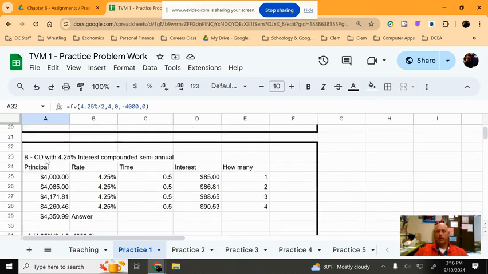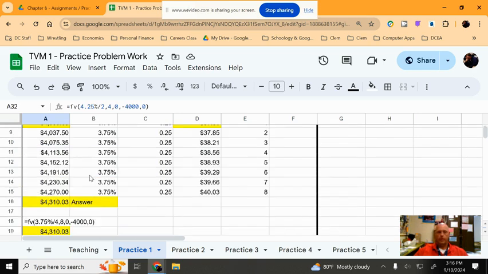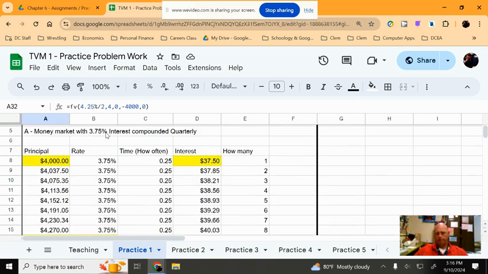Right now the CD is a better option, partly because the interest rate is so much bigger than the money market.